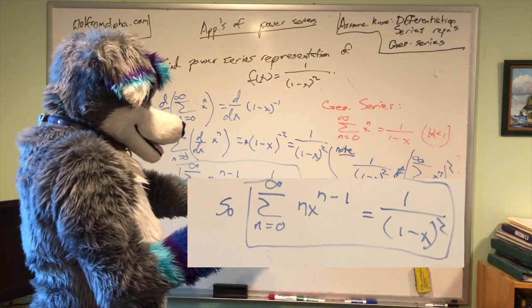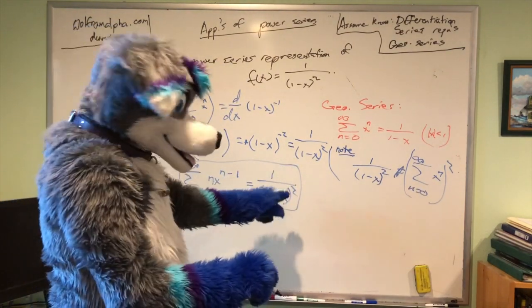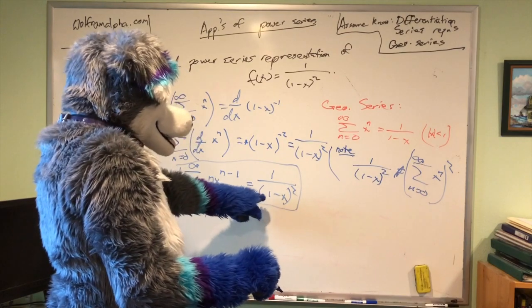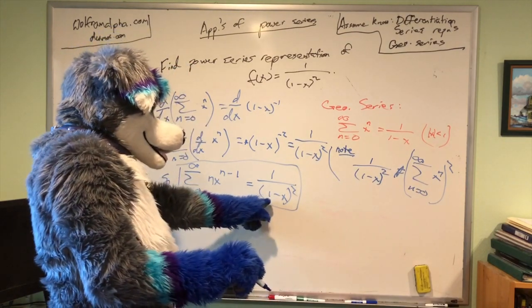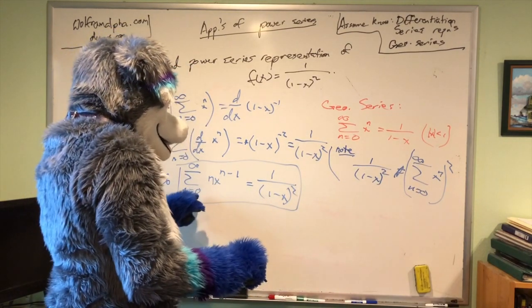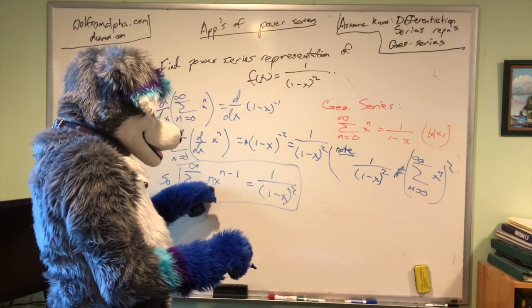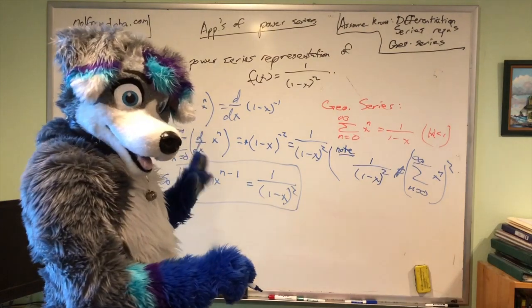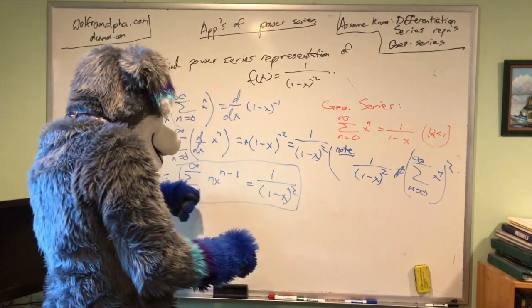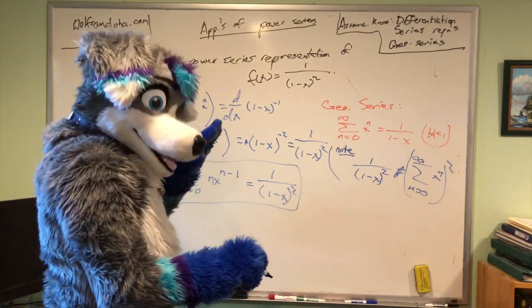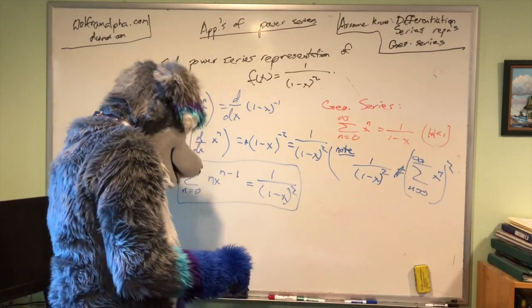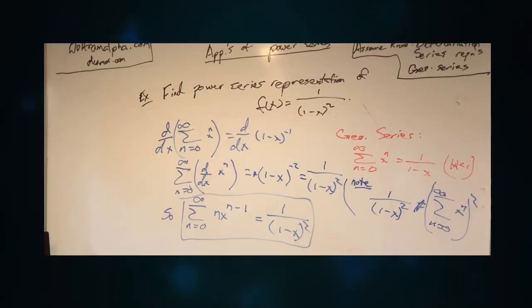I wrote this on the right side instead of the left side of the equal sign. But there you go. The power series representation of this is this. And you can actually start with n equals 1, because when n equals 0, this is a 0. So you might see some books or people actually start at 1. It's the same thing. In any case, this is your power series representation.